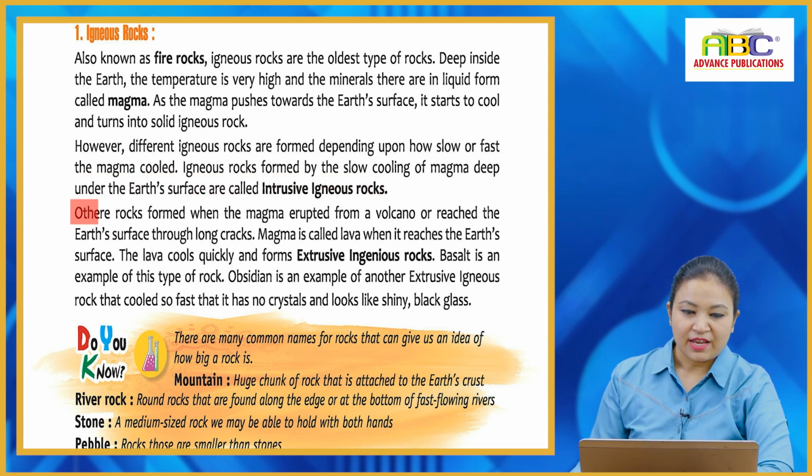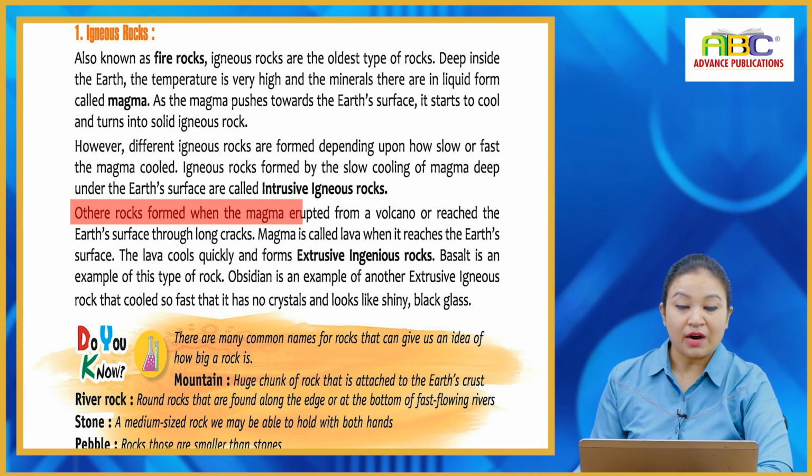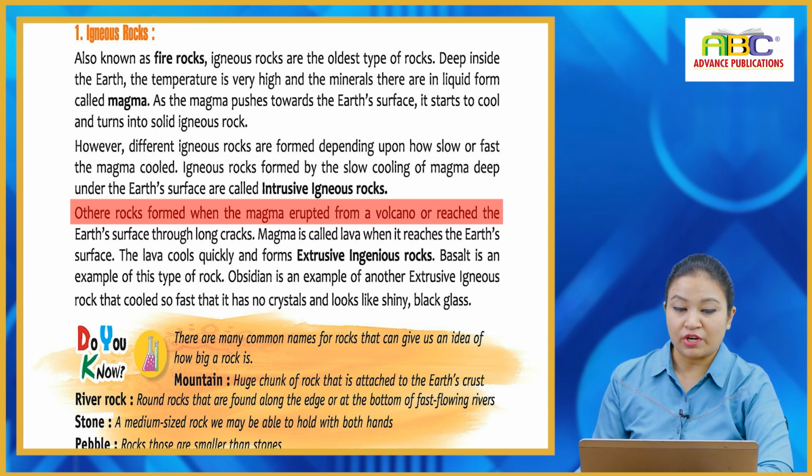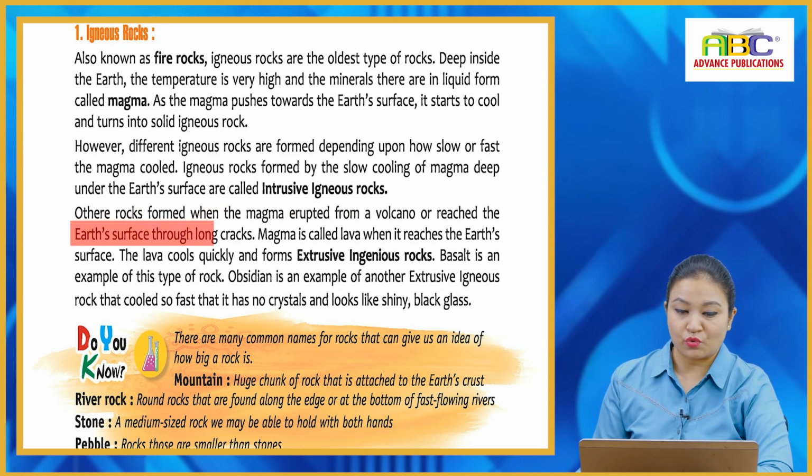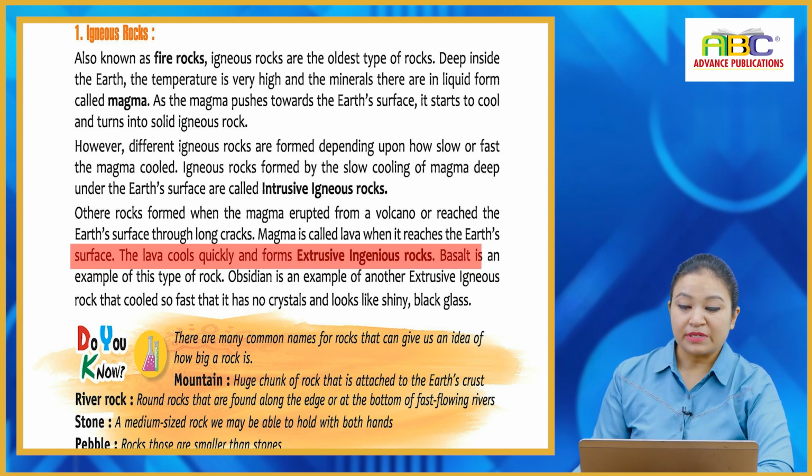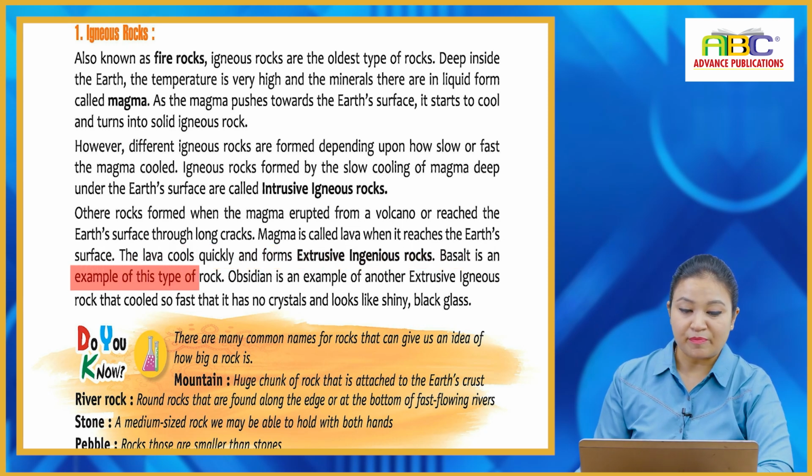Other rocks are formed when the magma erupts from a volcano or reaches the earth's surface through long cracks. Magma is called lava when it reaches the earth's surface. The lava cools quickly and forms extrusive igneous rock. Basalt is an example of this type of rock.